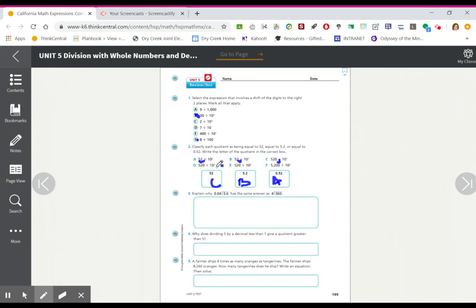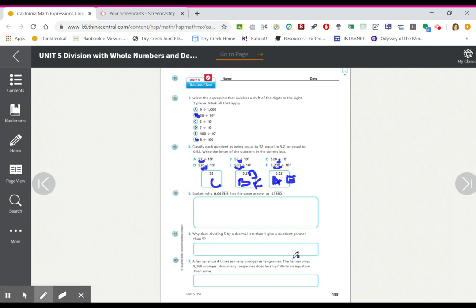D is 10 to the second power, so I know there's going to be 2 shifts, so decimal, 1, 2 shifts, so I know that's going to be 5.2, so D will also be in that box. E has 10 to the third power, so I know there's going to be 3 shifts, so it'd be 1, 2, 3, so it'd be 0.52, so E will be here. And then F is 10 to the third power, so I put my decimal, shift it 3 times, 1, 2, 3, that gives me a 5.2, so F will also be there.